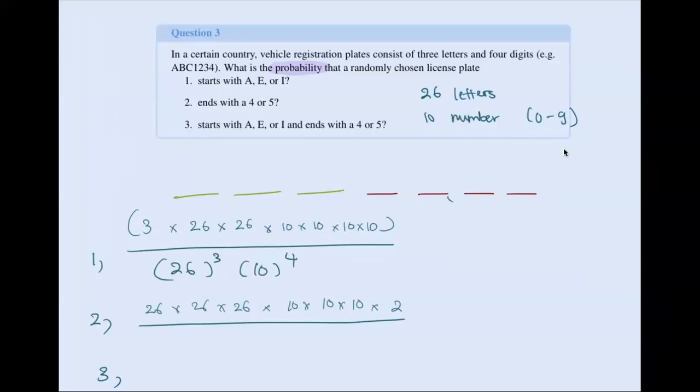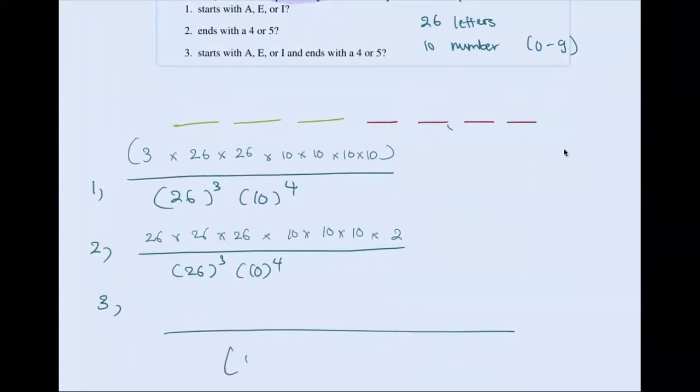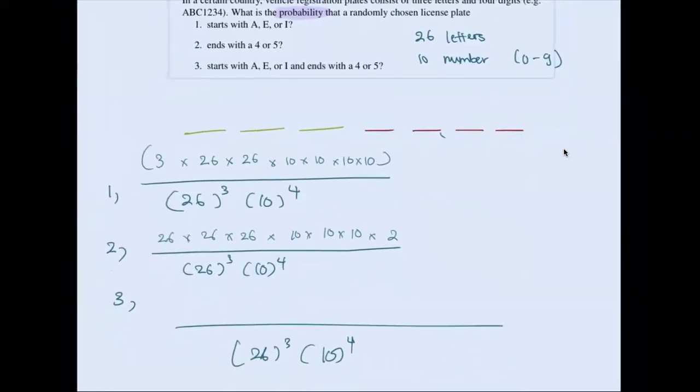because there is no restriction, right? So each of the green spots can be any letter. Each of the red spots can be any number. I have this here as well. How about the last one? I want it to start with A, E, or I and end with 4 or 5. What should be the numerator?